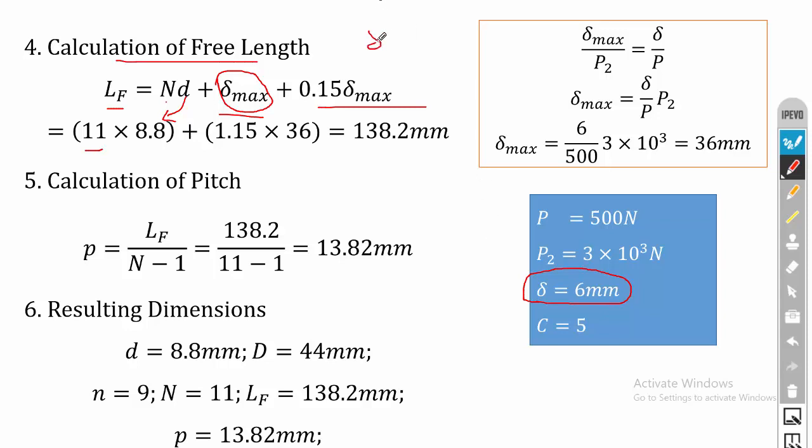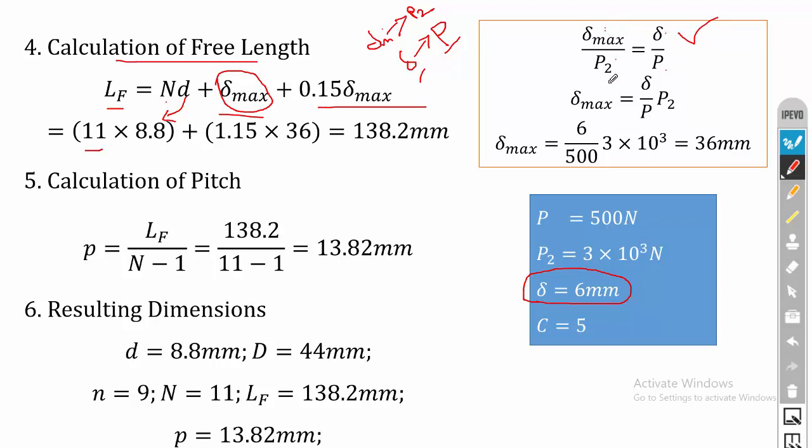But so del max is for the load P2, but del is for the load P. So actually in the problem the del value is given, so that is actually the deflection only for the load range P. It is not del max. So we have to calculate the del max value. So you can use this relation. For P2 the deflection is del max, for P the deflection is del.